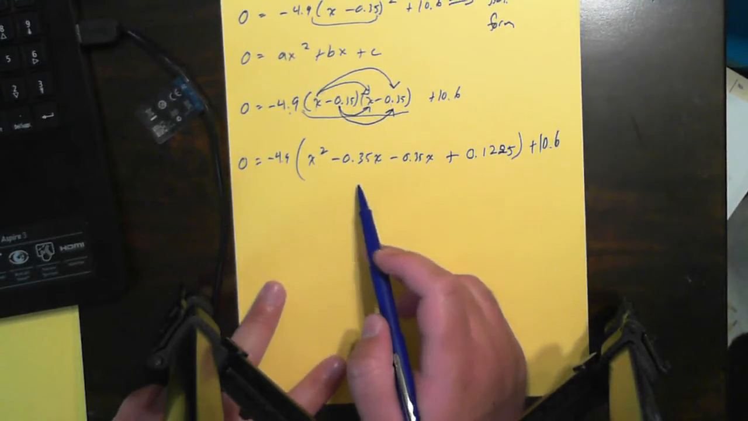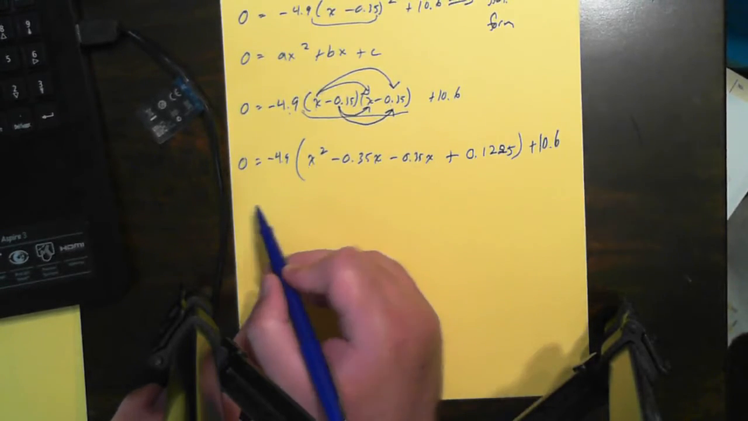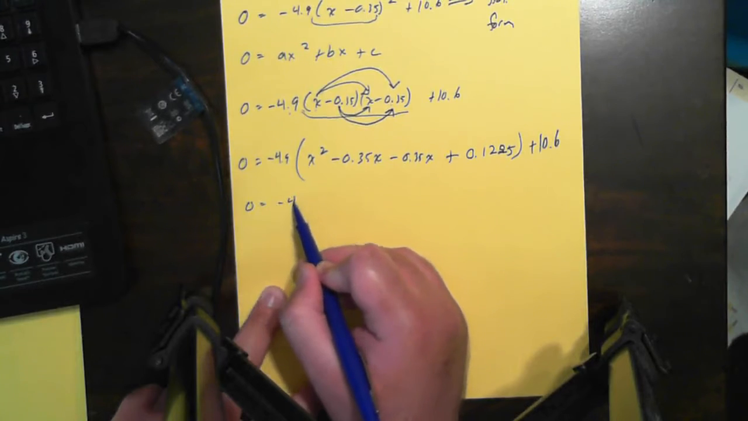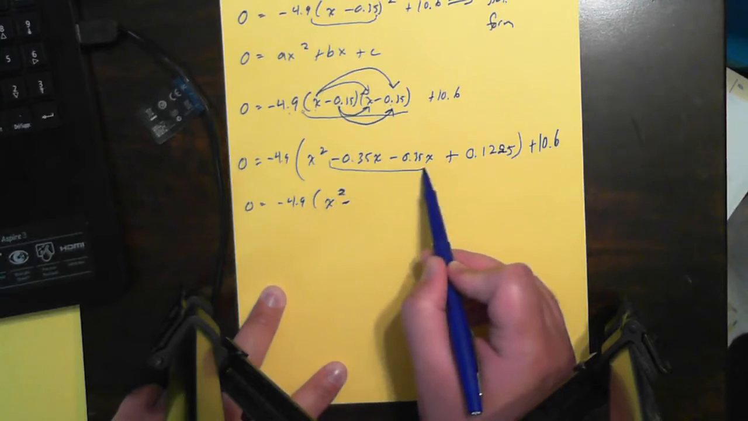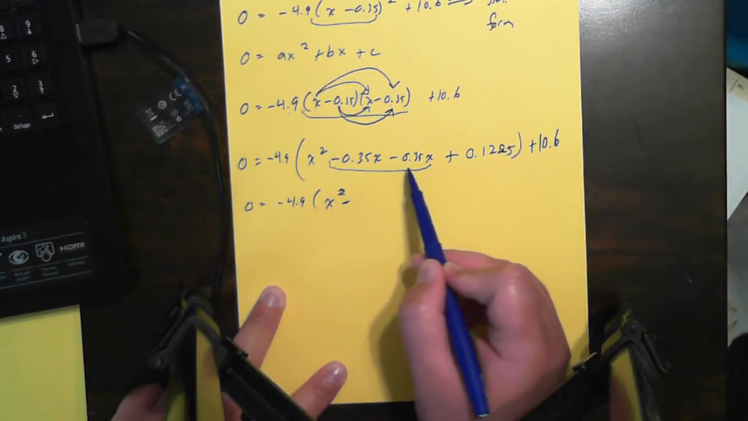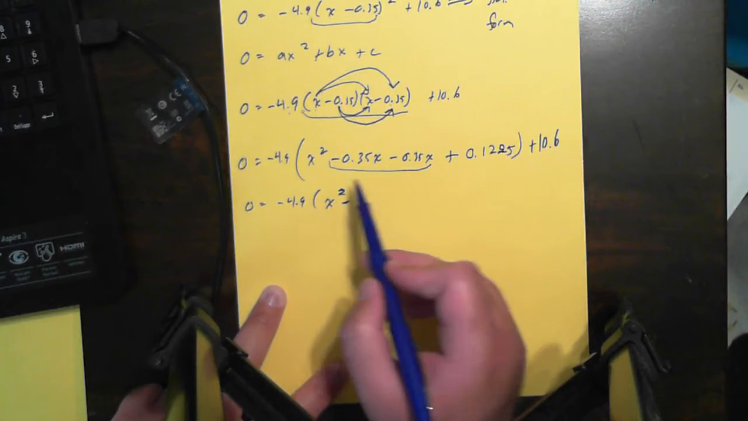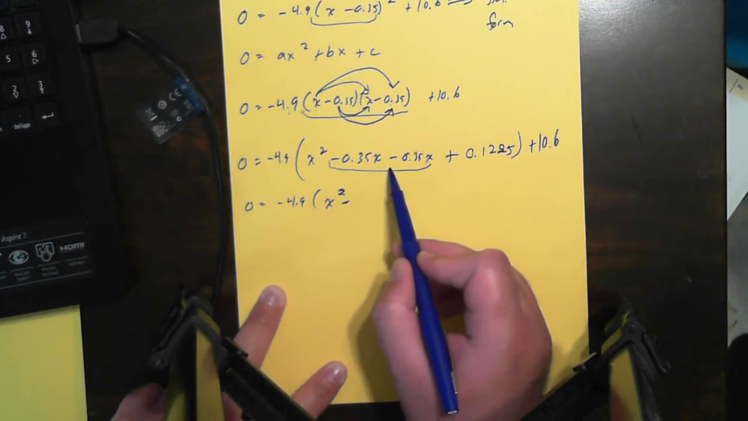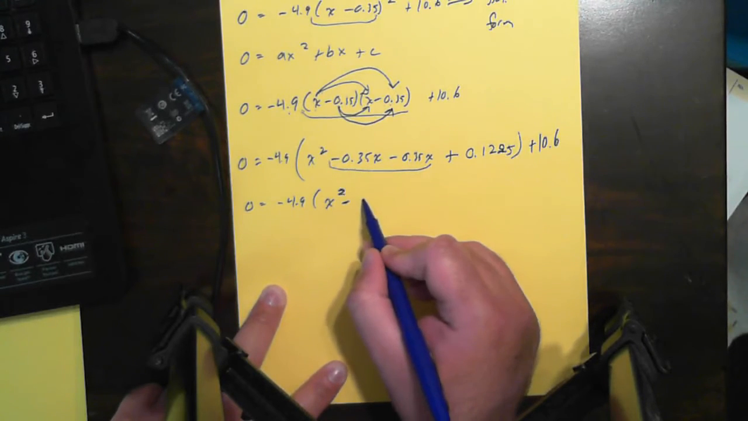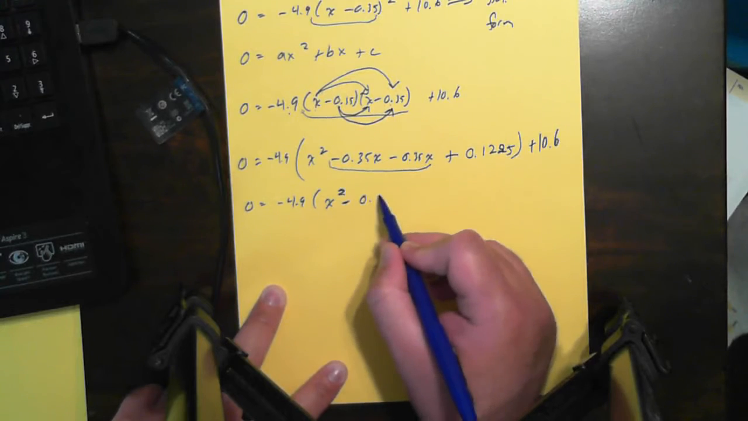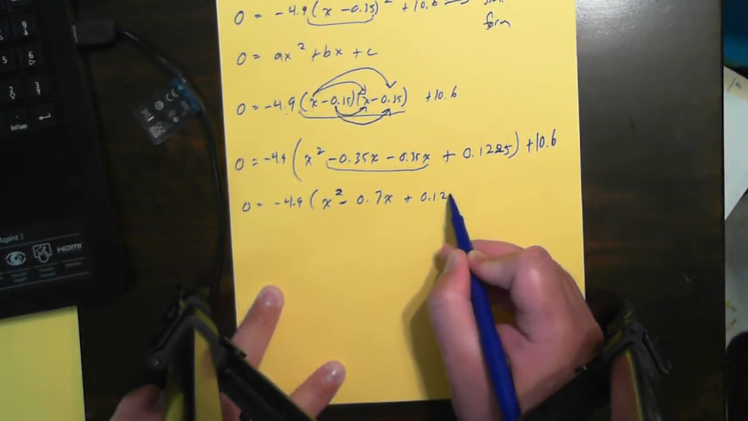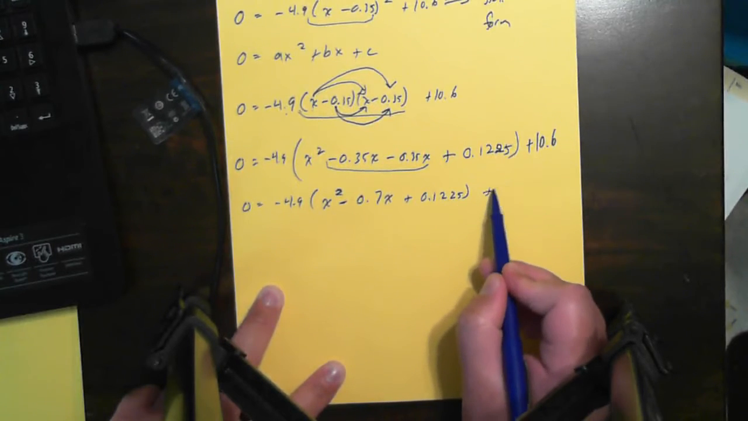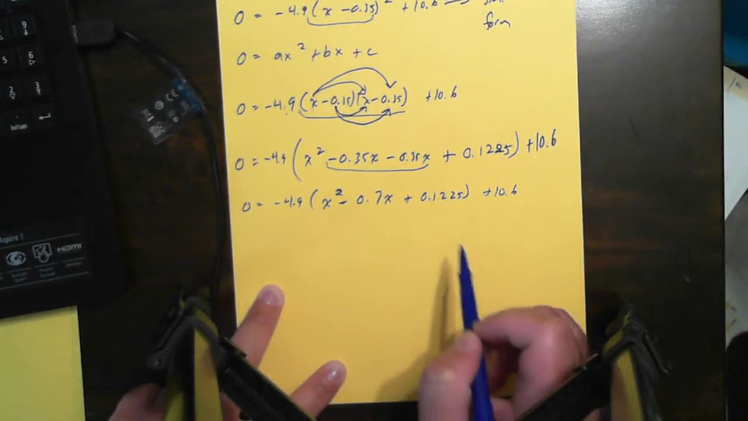Okay? Let's tidy this up inside the big bracket. So I've got 0 equals negative 4.9 times (x squared minus... I can put these two terms together because they're both x terms, they're like terms. So negative 0.35x minus 0.35x is negative 0.7x, plus 0.1225) and the plus 10.6 at the end.